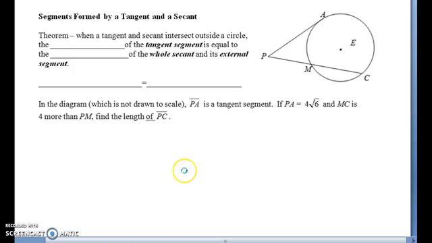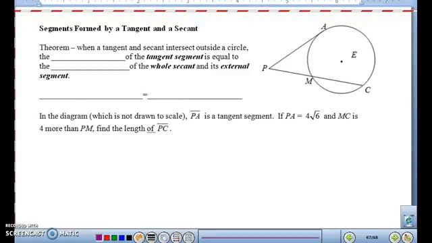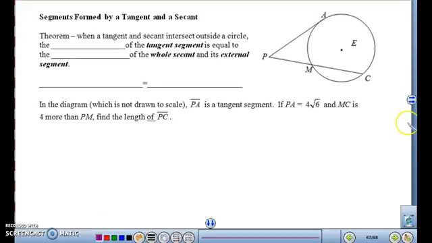Okay, the last one is the segments formed by a tangent and a secant. Remember, a tangent only touches the circle in one place, while the secant does it in both places. All right, now this is really basically the same one as the secant, but the difference is the external part of the tangent is the same value. So when a tangent and a secant intersect outside a circle, the square of the tangent segment is equal to the product of the whole secant and its external segment.